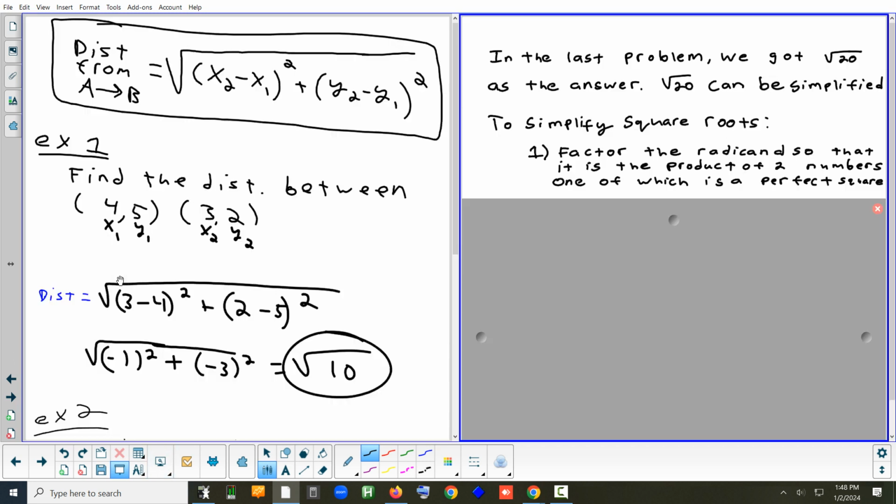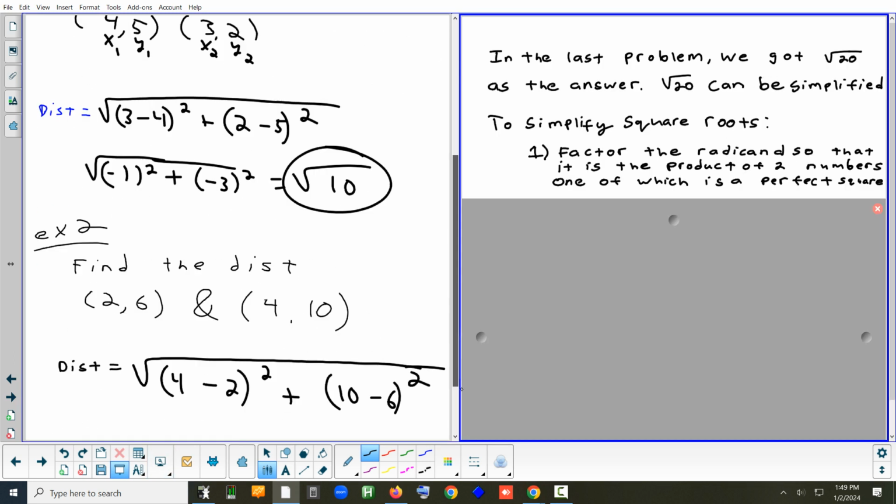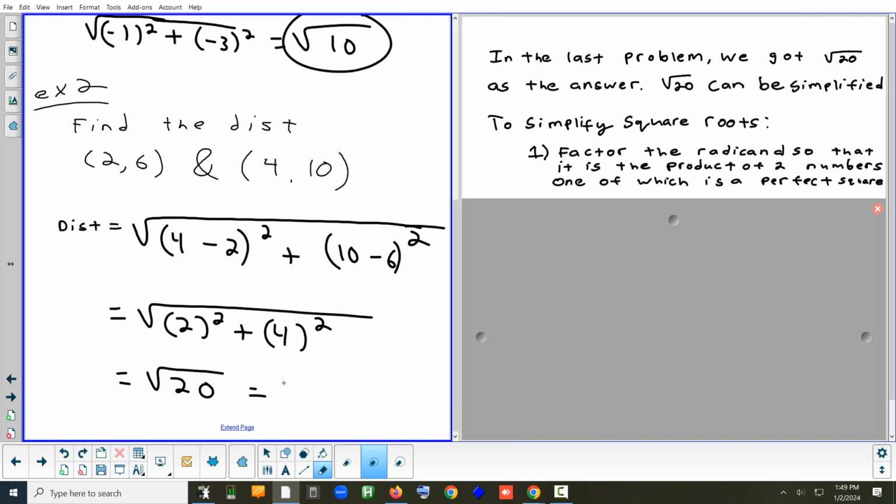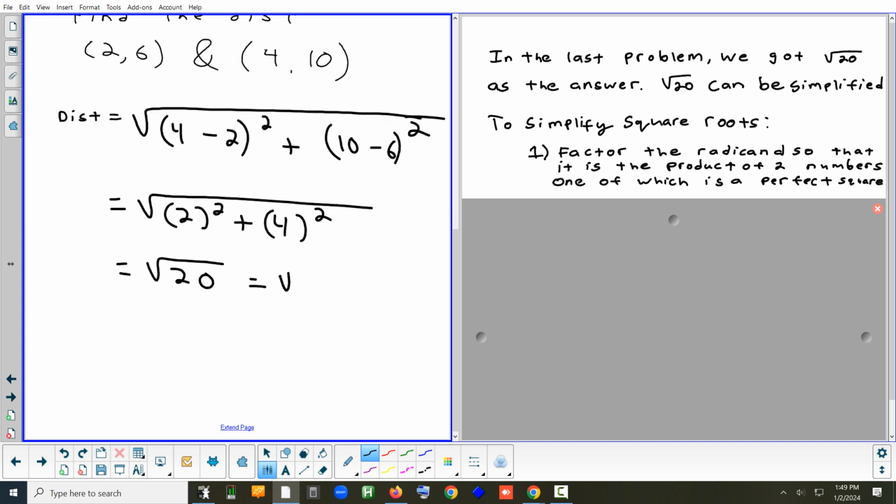So how could we break down 20 into something times something? And there's a lot of ways. I mean, you could do 40 times a half. That's not going to help though. Something times something, and one of them is a perfect square. 4 times 5. So basically what we're going to start with is this. We just break up 20 into 4 times 5.